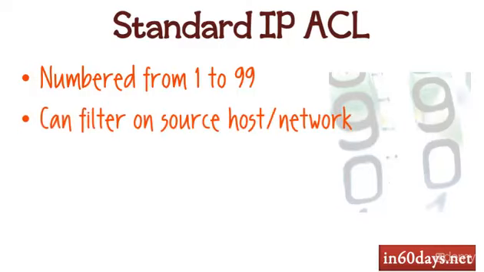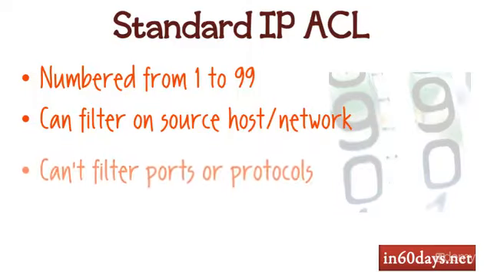The only thing the standard access list can look at is the source of the traffic. It can either look at the source network or the source host address, but that's it. It can't look at what's actually in the packet, what type of protocol. It can't look at where it's destined for either.